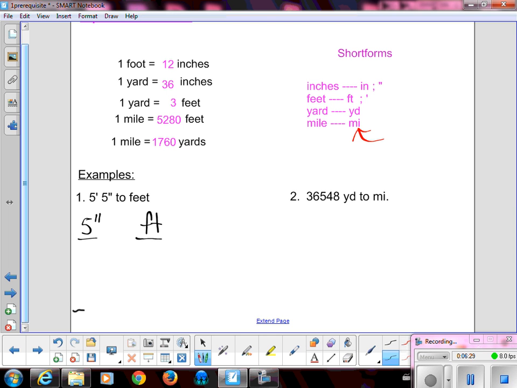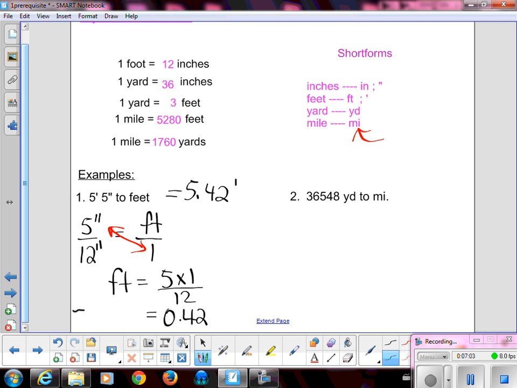Well, I know that there are 12 inches in 1 foot. So you can see what I need to do here. I need to do 5 divided by 12 to get it. Or if you want to look at it this way, we can cross multiply. And when we do that, if I'm finding the feet, it's going to be 5 times 1, and then I would divide by the 12. And when we do that, we end up with something like 0.42, I believe it is. And so now to answer that question, that's the same as 5.42 feet.